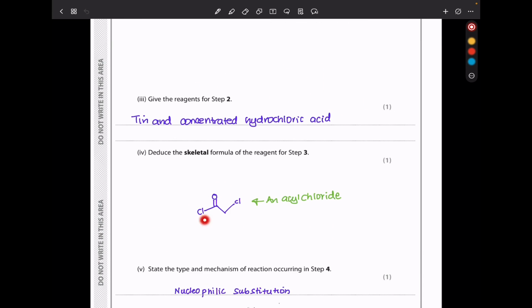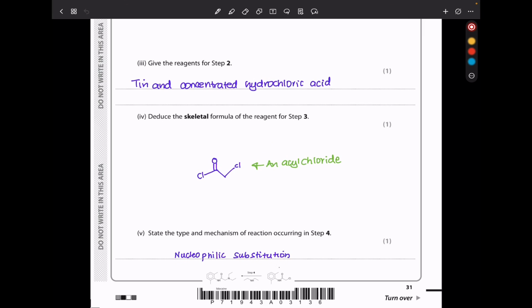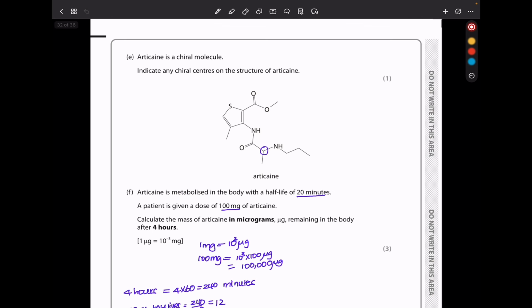So it's an acyl chloride on the other side, but there is also chlorine on this side. And down here they say state the type and mechanism of reaction occurring. It's a substitution reaction, and there is a nucleophile, NH2, that is going to replace the Cl. In part E, adecane is a chiral molecule. Indicate any chiral centers on the structure of adecane.